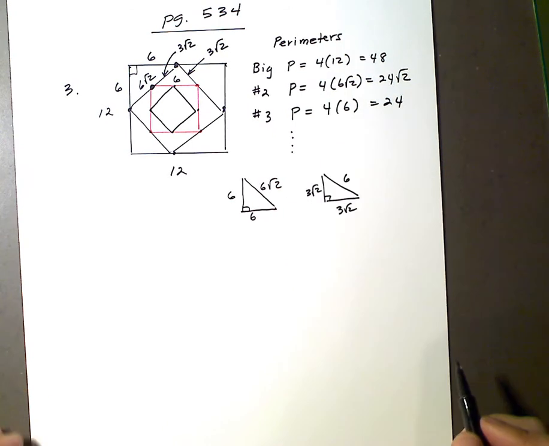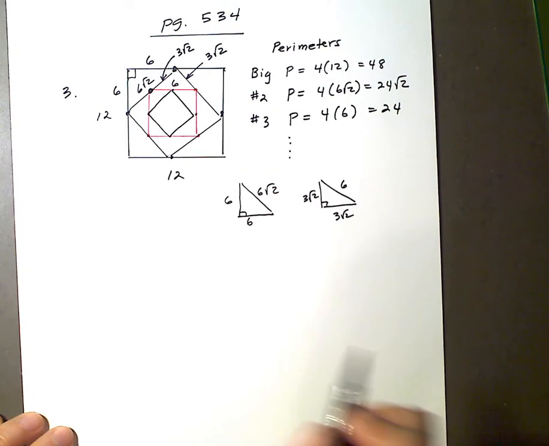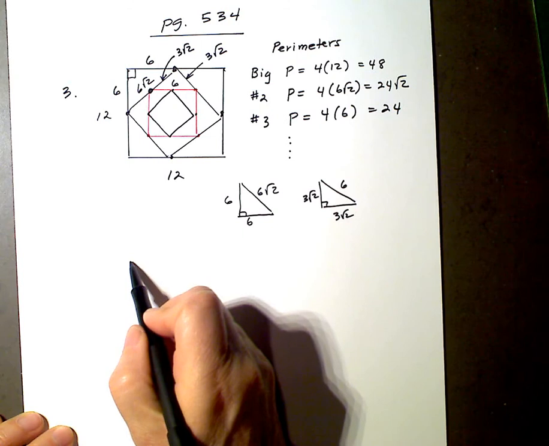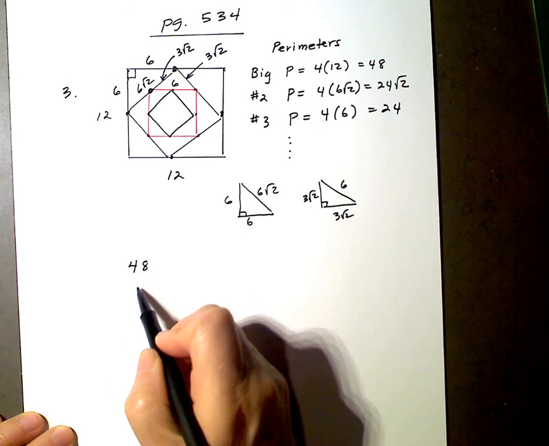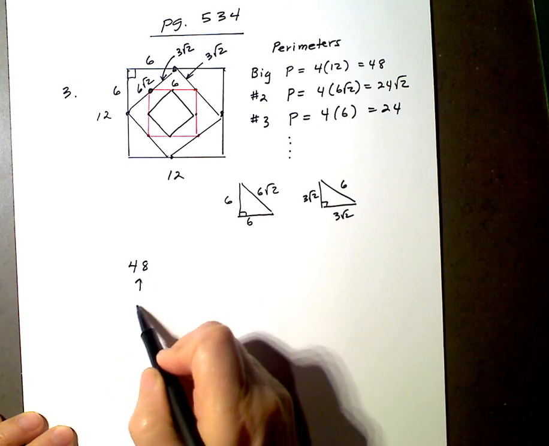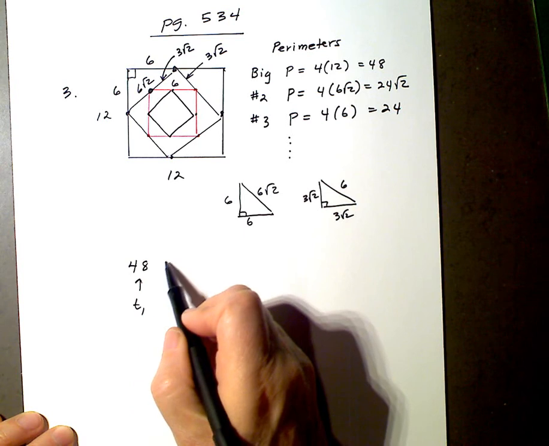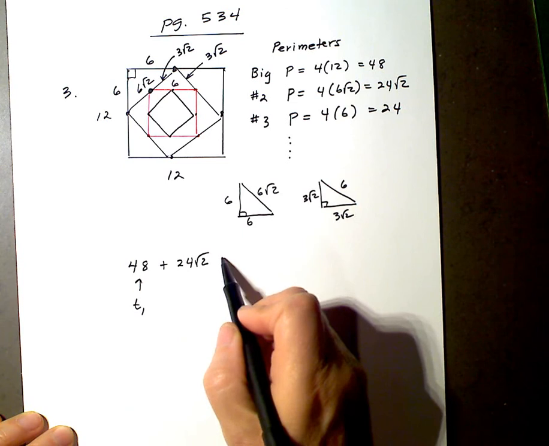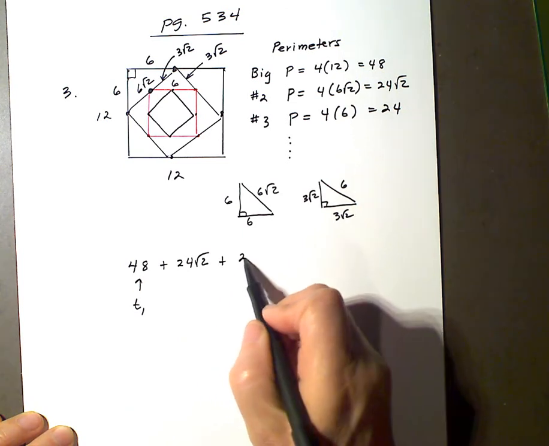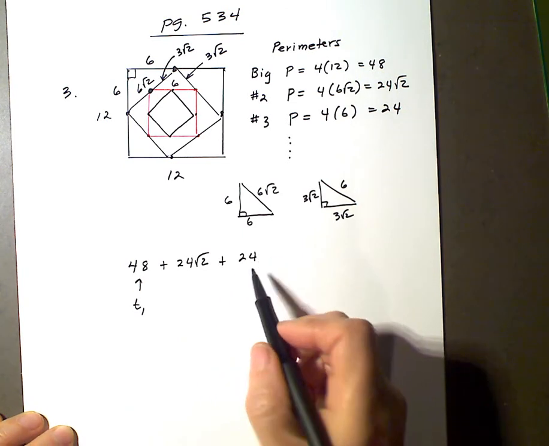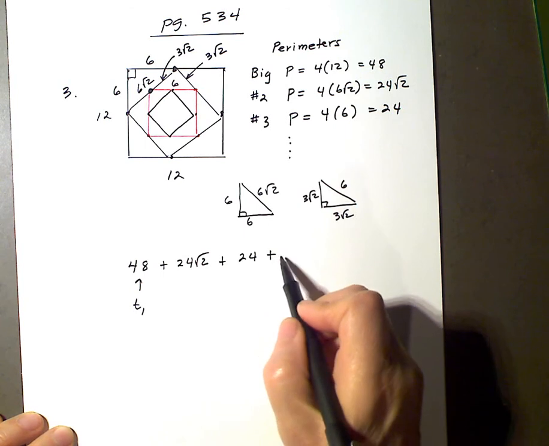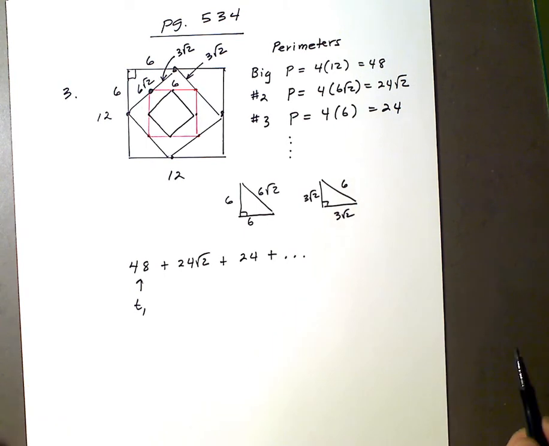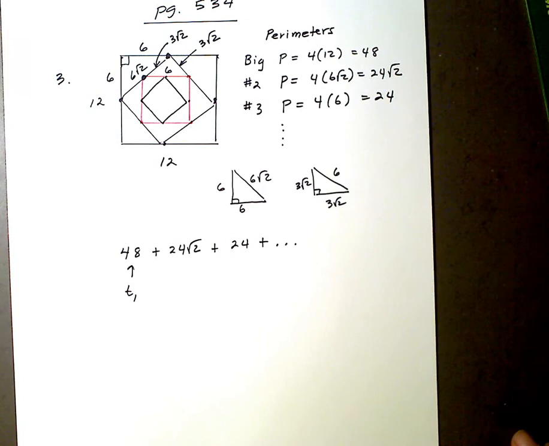So let's make a little list of those values, because the first perimeter is 48. So that's like term 1. And then the next one is 24 times the square root of 2. And then the next one is just 24. So they're getting smaller, and so we expect that if the pattern continues, this series is going to converge to a single sum.